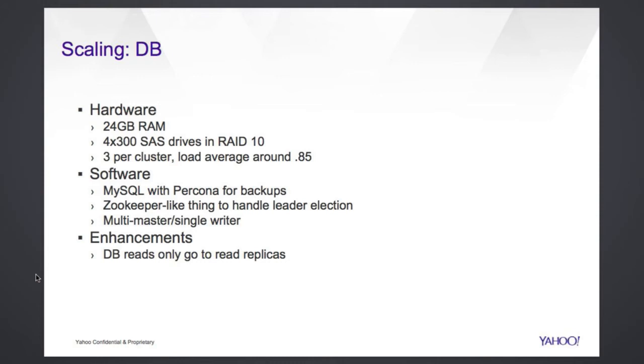24 gigs of RAM per host. We have 3 per cluster, and load average is about 0.8, so obviously not doing too bad there. This includes the cluster that has 1,500 hypervisors and 10,000-ish VMs. We use MySQL or MariaDB, depending on the version of Linux we have installed. We have an internally developed Zookeeper-like thing, but ultimately it's the same sort of thing you see in Zookeeper that does the leader election. Our setup is multi-master with single writer.